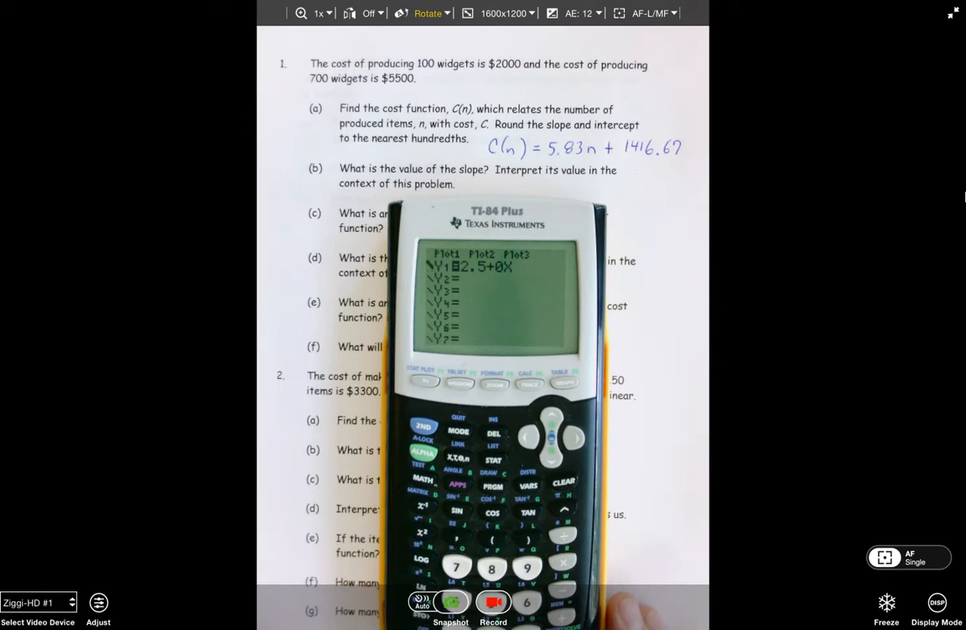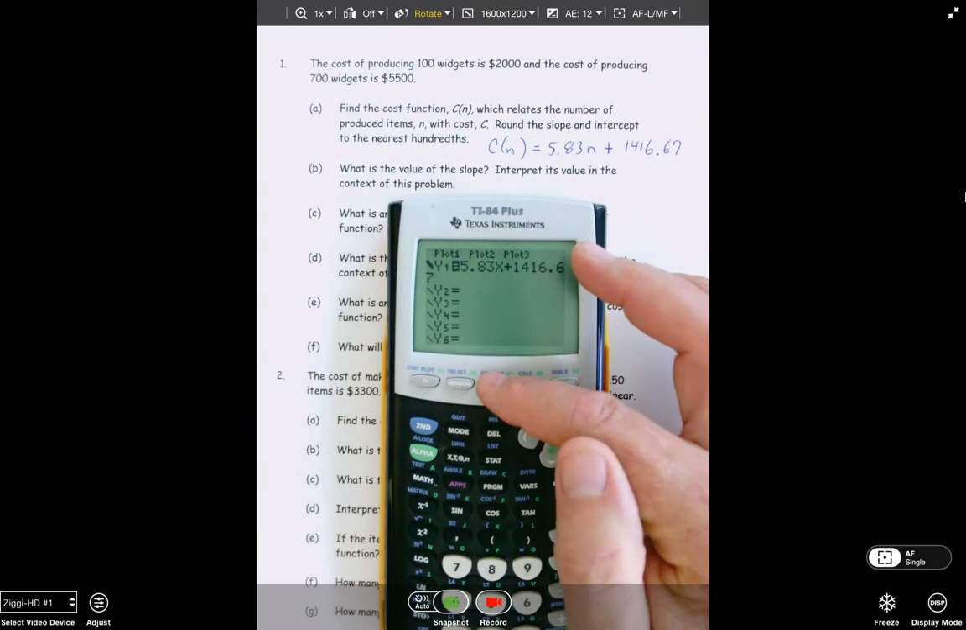Okay, so what I can do now is I can type in my 5.83x, and then do plus 1416.67. And then what I can do is kind of cool.